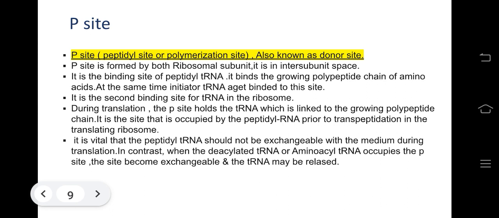During translation, the P site holds the tRNA, which is linked to the growing polypeptide chain. It is this site that is occupied by the peptidyl tRNA prior to transpeptidation in the translating ribosome. It is vital that the peptidyl tRNA should not be exchangeable with the medium during translation. In contrast, when deacylated tRNA or aminoacyl tRNA occupies the P site, the site becomes exchangeable and the tRNA may be released.